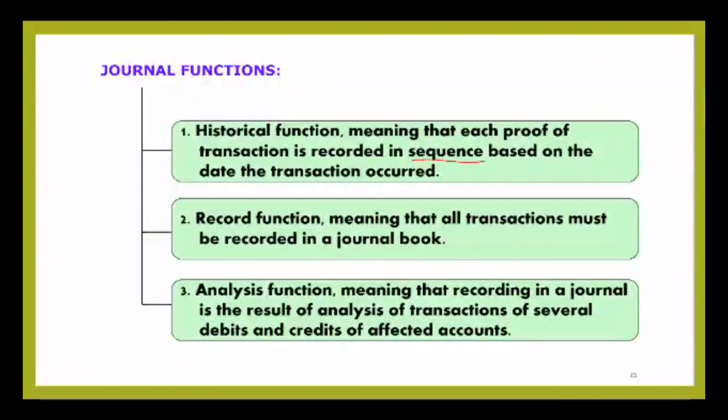So if a sales transaction happened on January 1, and then there's January 10, and then there is also January 20, you have to record the first one first, and then the second, and then the third. You should not record January 21st and then January 1. So you have to record it in sequence as a historical function.